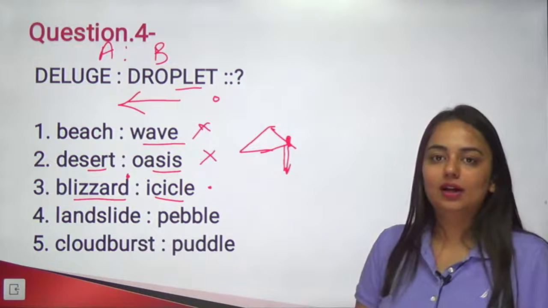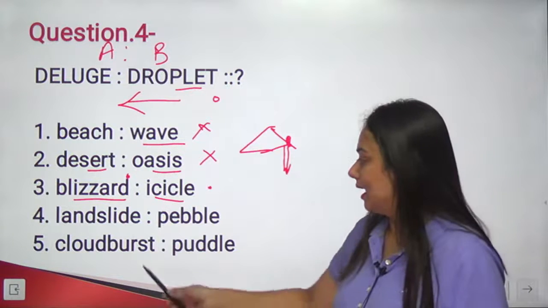Landscape and pebble, how are they related? And cloudburst and puddle.